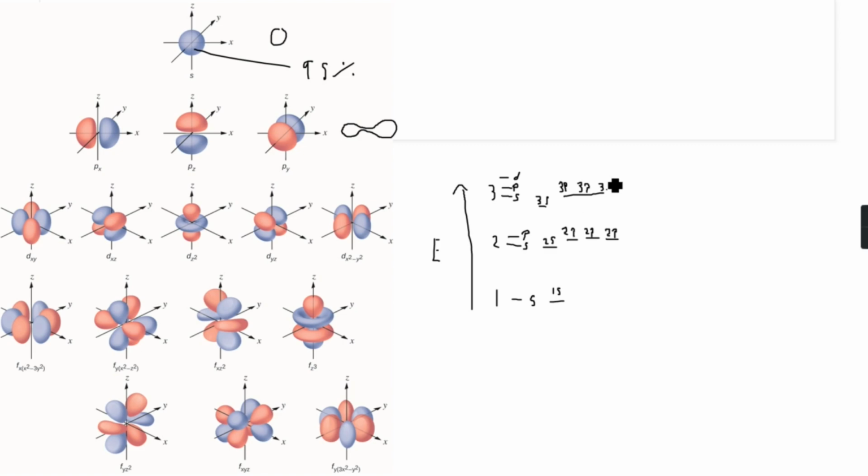And there's also d orbitals, and they come in groups of 5. So we've got the 3d orbitals. They come in groups of 5, and they can hold 2 electrons each. So a total of 10 electrons can be held in the d sublevel.